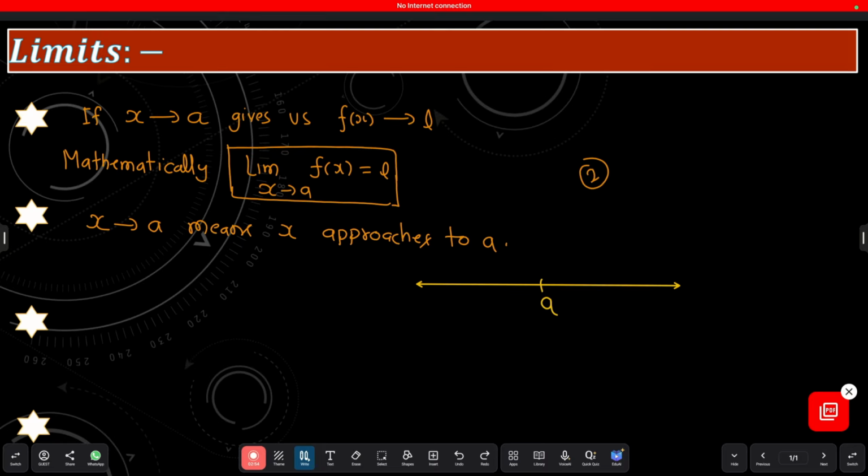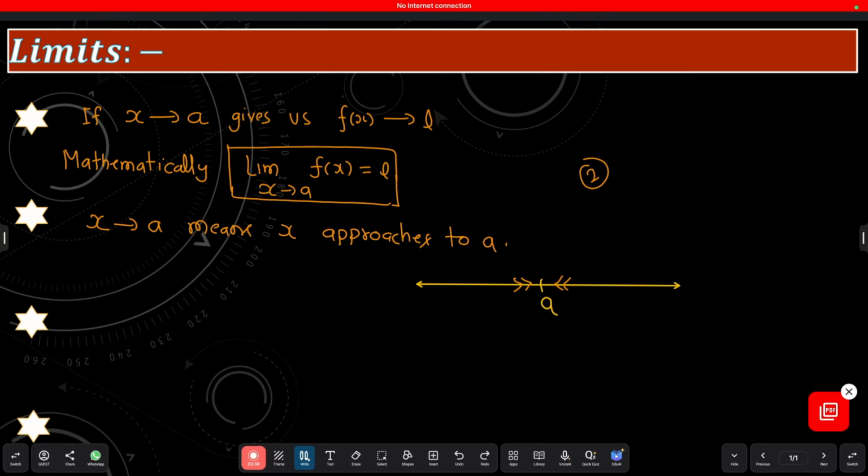Now you tell me, how can we approach A? A is obviously on the x-axis. Then we can approach A in two ways, either from the left of A or from the right of A. On the number line, we can approach A this way, correct? Or we can approach A this way. So in limits, there will be two terms, LHL and RHL. LHL means left hand limit, RHL means right hand limit.